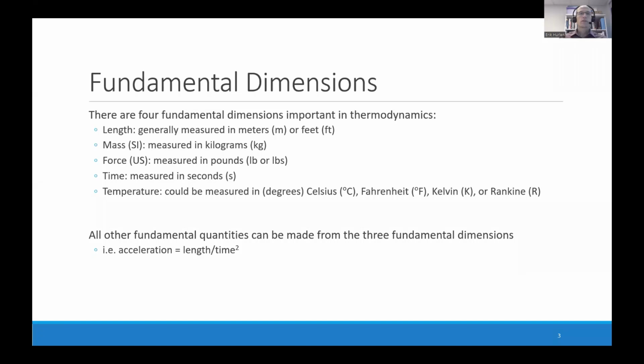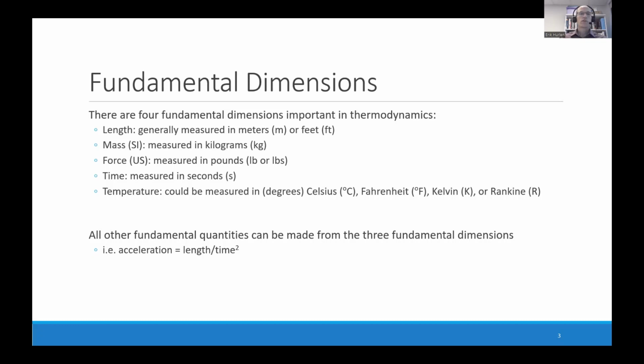In thermodynamics, we have four fundamental dimensions: time, usually measured in seconds; length, usually measured in either meters or feet, depending on whether we are dealing with SI or US units; temperature, which can be measured in a number of different units, generally either Celsius or Fahrenheit, but could also be Kelvin or Rankine. If you've never heard of Rankine, it is simply the US version of Kelvin, the absolute temperature scale. More information on these in the next video, so stay tuned.